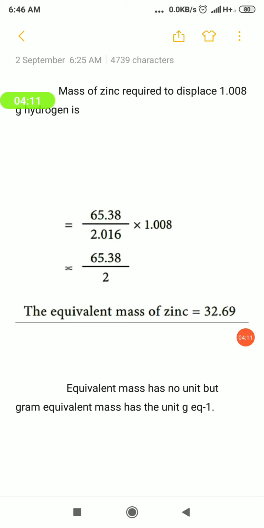What is equivalent mass? It is defined as the mass of an element or compound that combines with or displaces 1.008 gram of hydrogen, 8 gram of oxygen or 35.5 gram of chlorine. The definition அப்படியே படிச்சிடணும், ஒரு வேர்டு கூட மாறாமல் எழுதணும். Is it clear? Then when we think about the unit, when we saw about molar mass, all the units we have to remember. Relative atomic mass unit is U, that is AMU, unified atomic mass. Then the molar mass unit is gram per mole. Then equivalent mass has no unit, but gram equivalent mass has a unit of gram per equivalent.